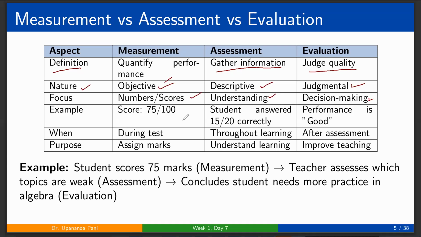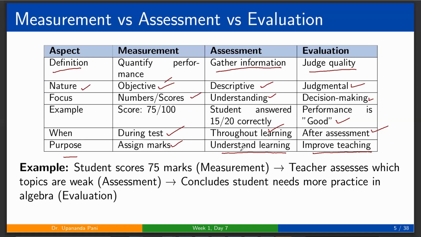Suppose the example: you got 75 out of 100. The student answered 15 questions out of 20 correctly, then the performance is good, usually the feedback which you give. Measurement we do during the test, assessment throughout the learning, and evaluation you do after the assessment. This is very important, when which thing happens. And the purpose: in case of measurement we assign marks. In assessment we understand learning. In evaluation we improve the teaching. This is very important.